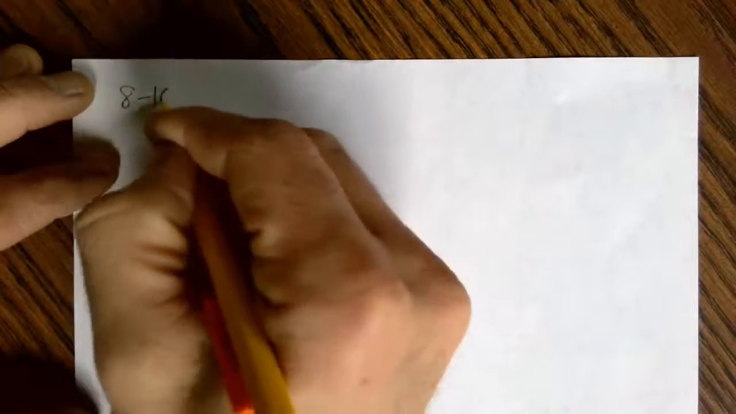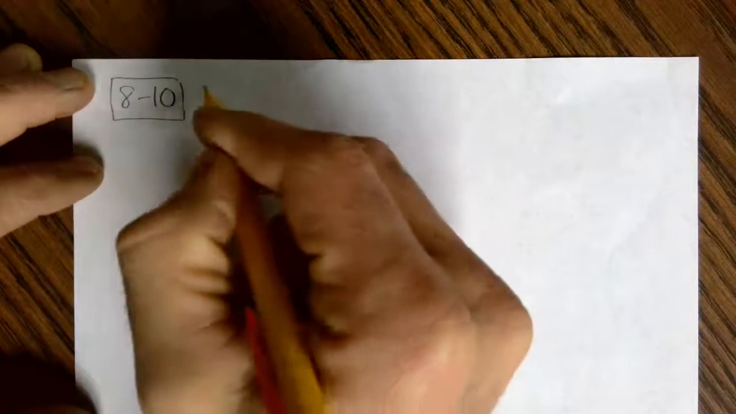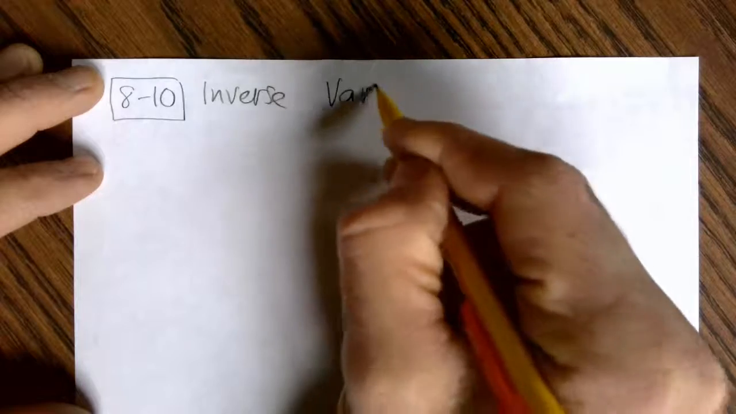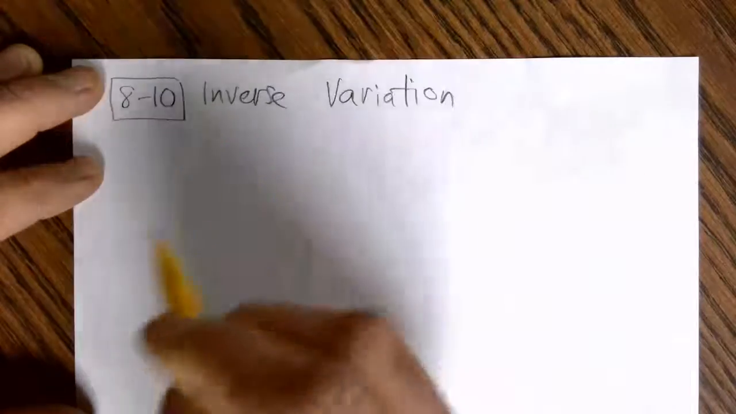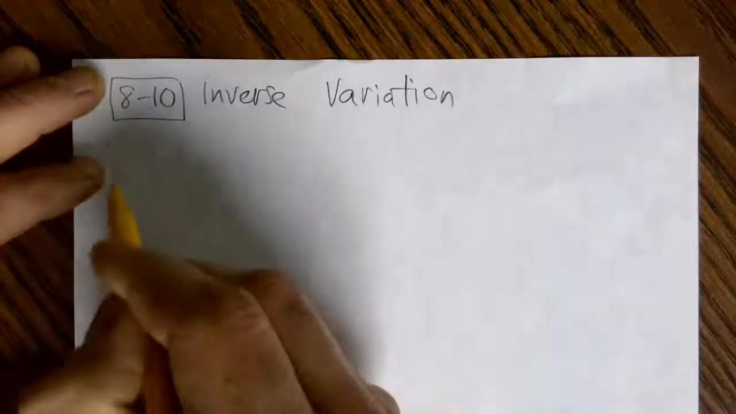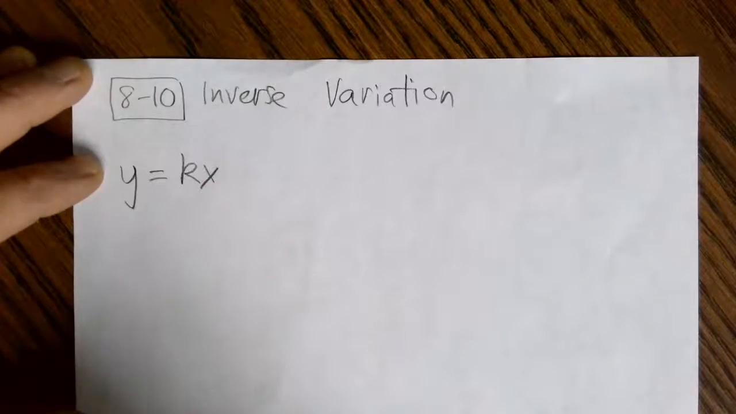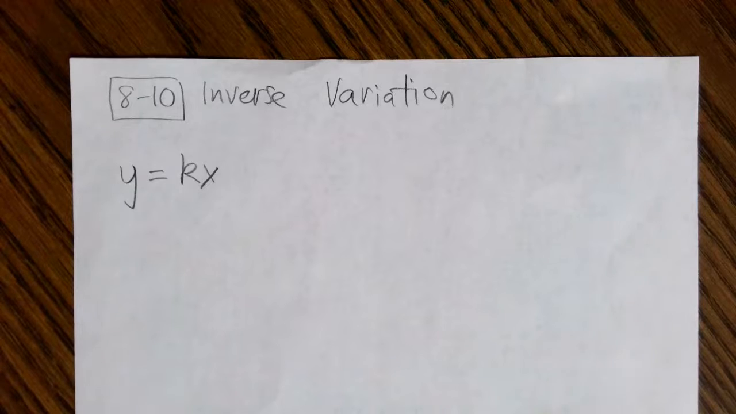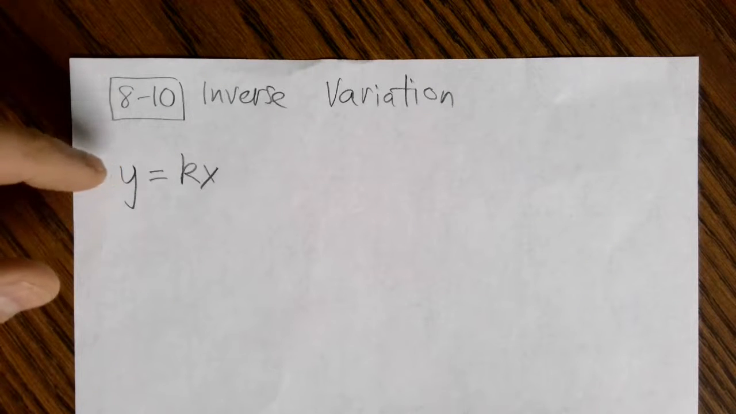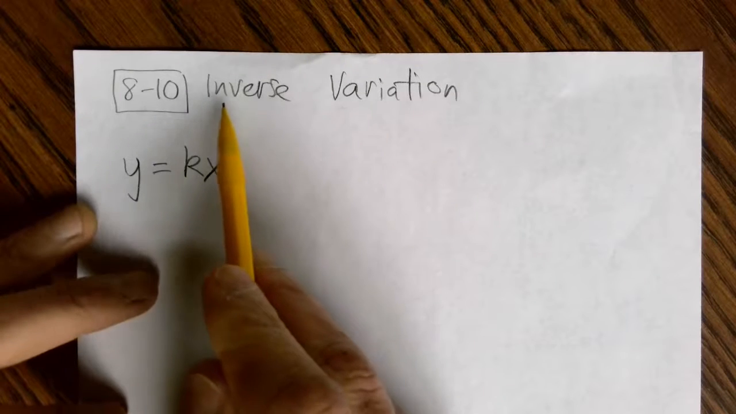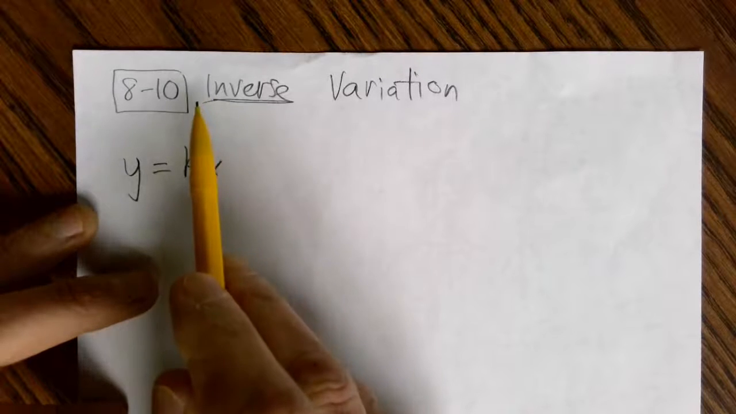Okay, welcome to Chapter 8, Lesson 10, Inverse Variation. Now you remember that we've done direct variation, and that looks like this. Y varies directly as x. Y equals k times x. So we want to take the idea of the relationship between two sets, and we're going to change it not from direct variation, but now to inverse variation.